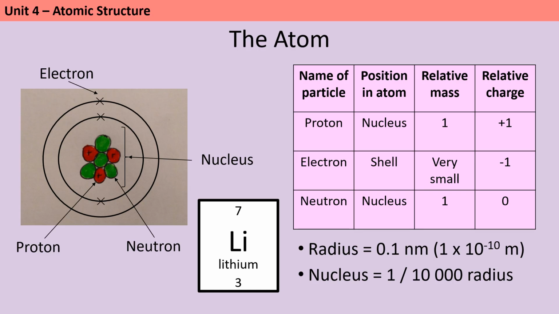So for instance, with my lithium atom here, to work out how many neutrons there are, I would do 7 take away 3, which is 4. And you can see in the diagram I've got my 4 green neutrons.